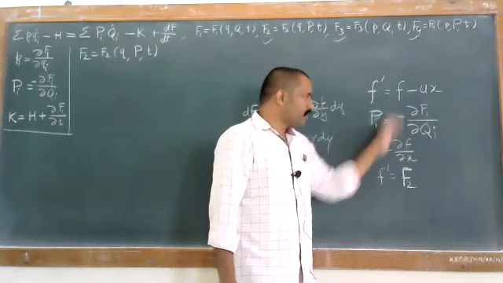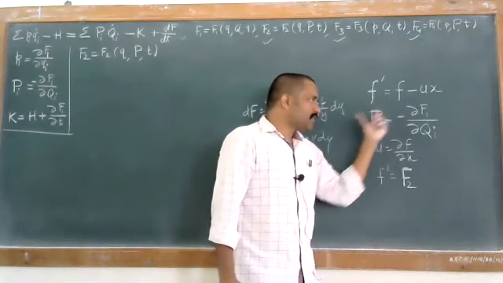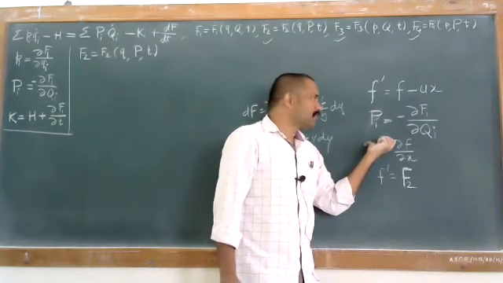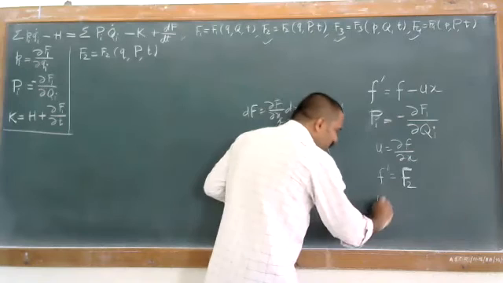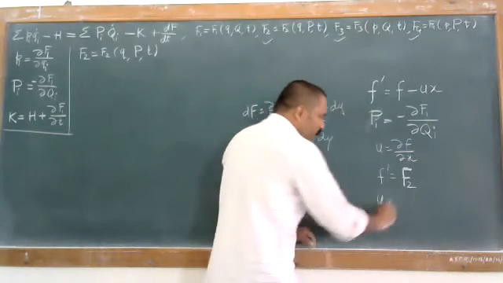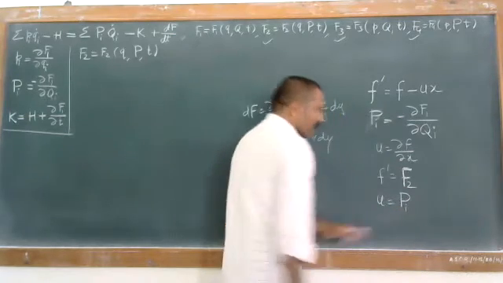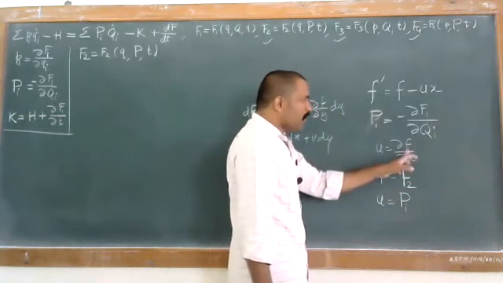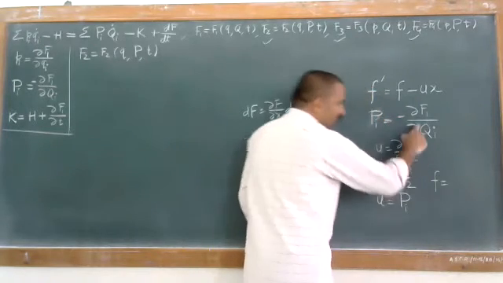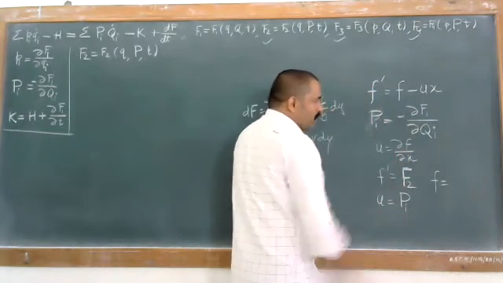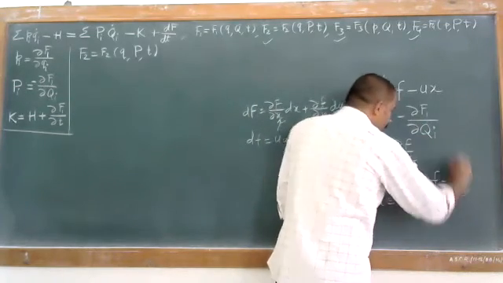What is f? Look at this equation. U and these equations are the same, so keep that in mind. Here the value of small u is nothing but this capital Pi. Okay. What about the value of f? The value of the small f, just look at the derivative, is nothing but F1.